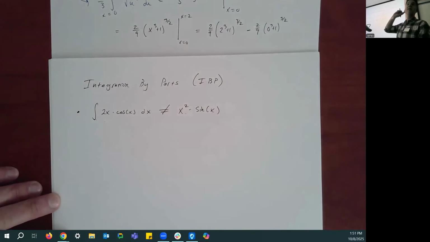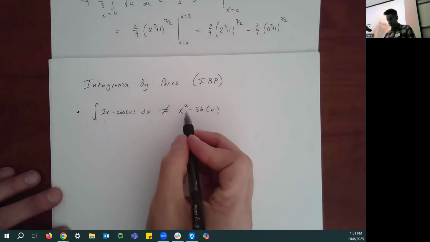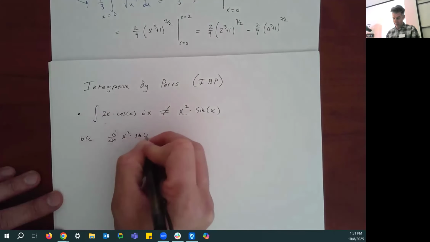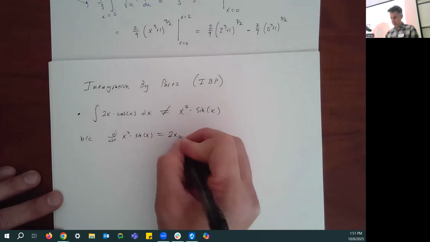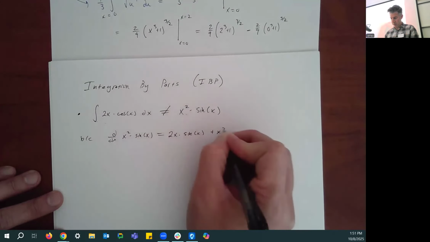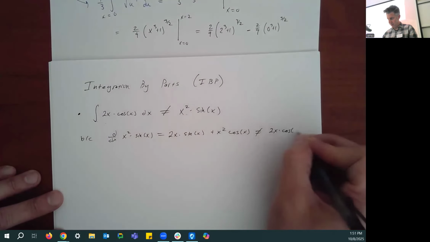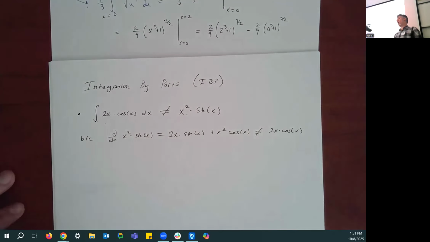Say that again? The product rule, exactly. Because if you take the derivative of x squared times sine of x, it requires the use of the product rule, which is going to be 2x times sine of x plus x squared times cosine of x. And that is certainly not equal to 2x times cosine x. So a good sign that you might need to use integration by parts is you have two pretty distinct things multiplied together. And typically, it's not a very complicated inner part of that function, like it's not looking like a u-sub where the argument of your function is more complicated.